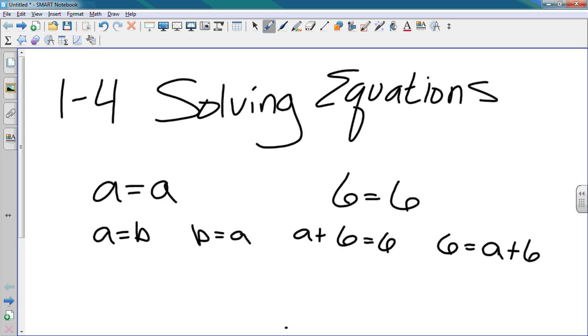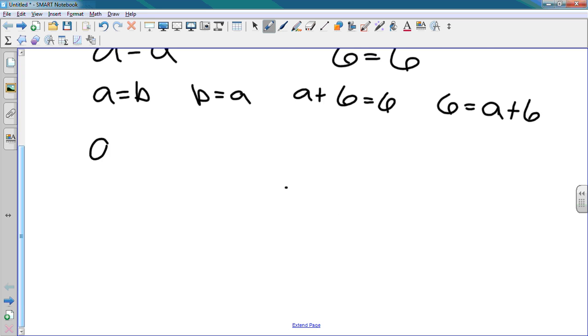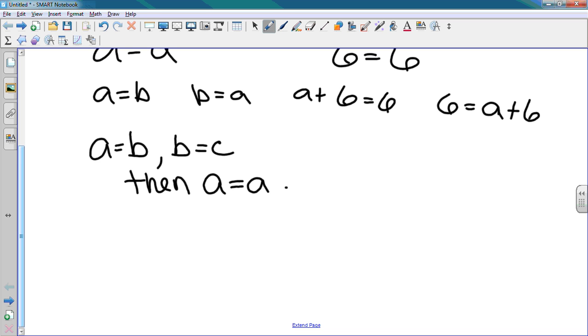The third one that we talk about is called transitive. Does everyone remember this one? If A equals B and B equals C, then anybody take a guess? A equals C. For example, this is an example I like to give: if 1/2 equals 2/4, and 2/4 equals 6/12, then 1/2 equals 6/12.